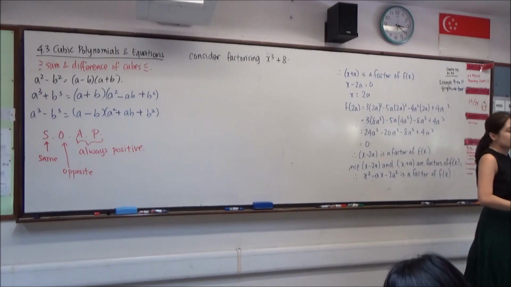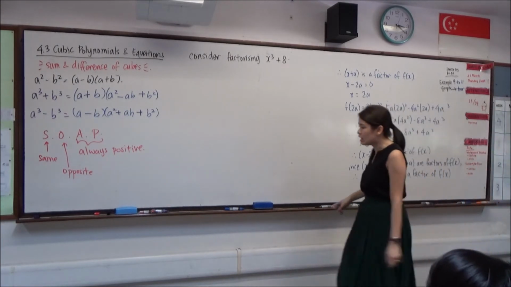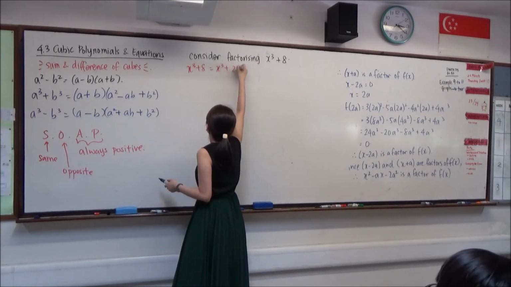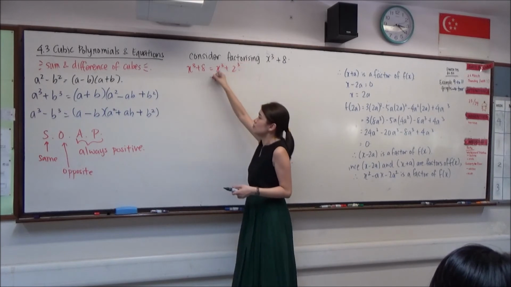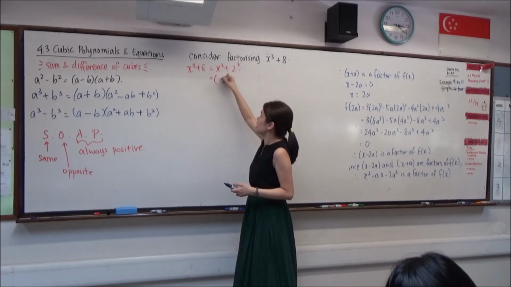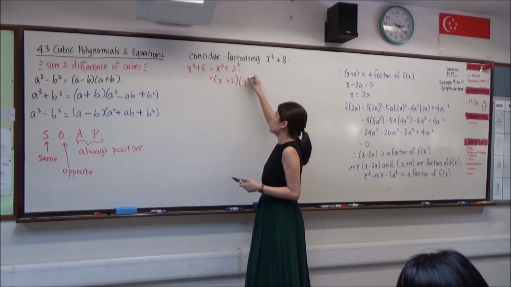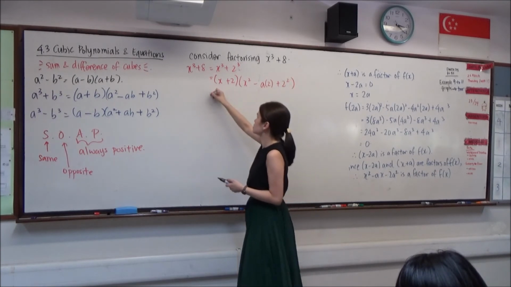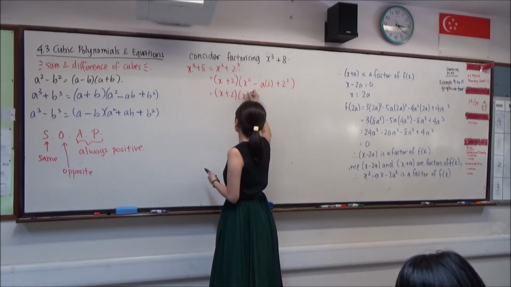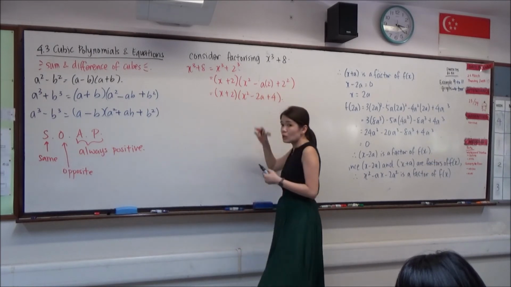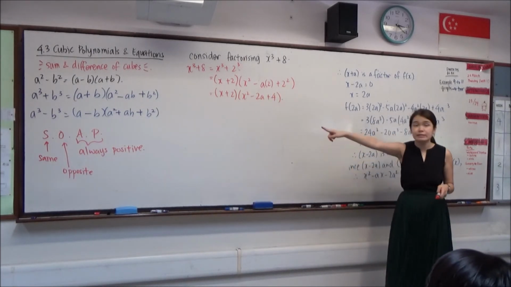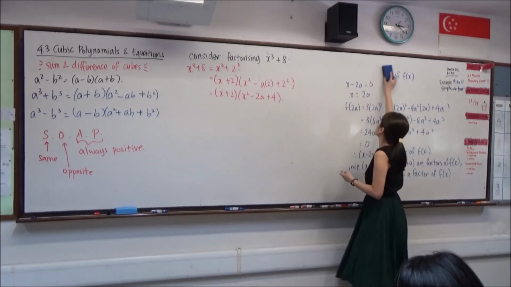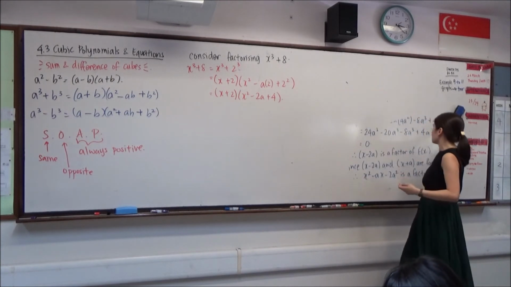Let's consider something like this. If I want to factorize x cubed plus 8, using the formula itself, we need to know that 8 is actually 2 cubed. So using this formula, I will be able to see that it's x plus 2, x squared minus x times 2 plus 2 squared. You're expected to memorize that formula and expected to factorize in this manner. What I'm going to show you next is the explanation of why this happens.